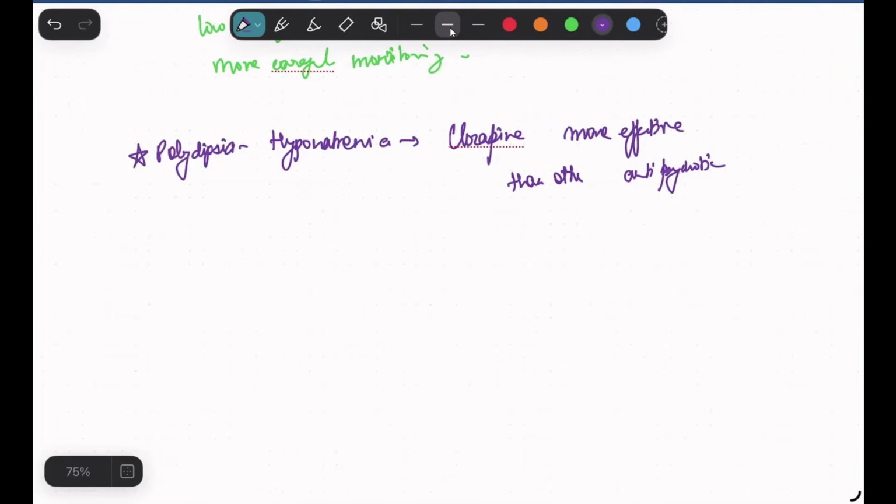So this is clear about clozapine. In the next lecture, we will be discussing aripiprazole in detail. Till that time, you should go and read from the Maudsley how the titration of clozapine is done, as well as the long acting formulation of clozapine. Thank you.